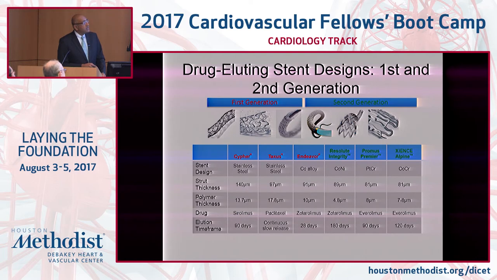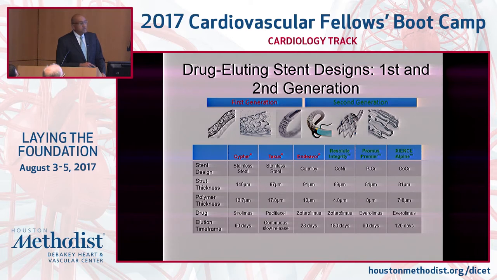But the ones in green are what we call the second generation stents. I created this slide to let you guys appreciate some of the subtle changes we have made over the last 15, 20 years. As you can see, we have gone to newer alloys, so from stainless steel, we have moved on to platinum chromium or cobalt chromium. The strut thickness has remarkably reduced from 140, 150, now all the way down to 80s.